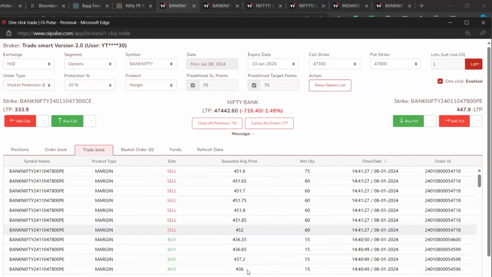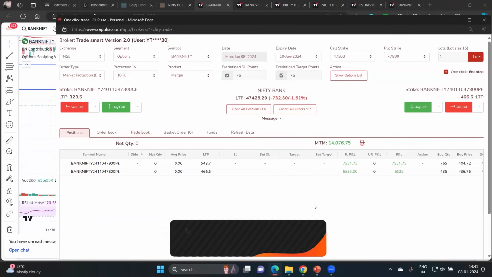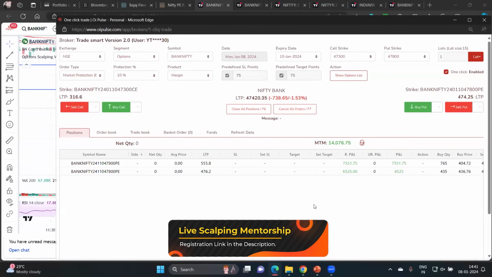So do you want to see the timings? We entered at 14:40:49 at 436. We exited at 14:41:27 at 451. So a quick scalp of 14 points, not even a minute. So people who are attending for the first time, this is how the scalping works.